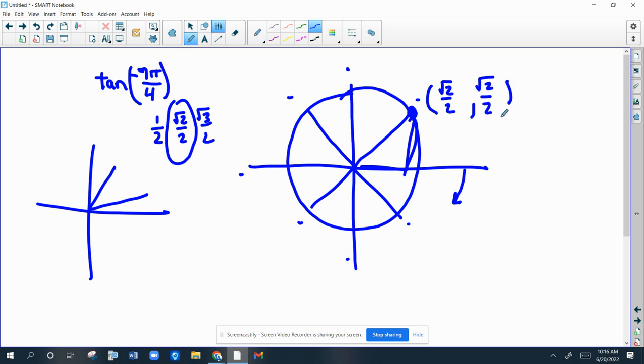Now tangent is sine over cosine. So sine is root 2 over 2, cosine is root 2 over 2. So that's easy. Root 2 over 2 divided by root 2 over 2 is 1, because any number divided by itself is 1. So, done.